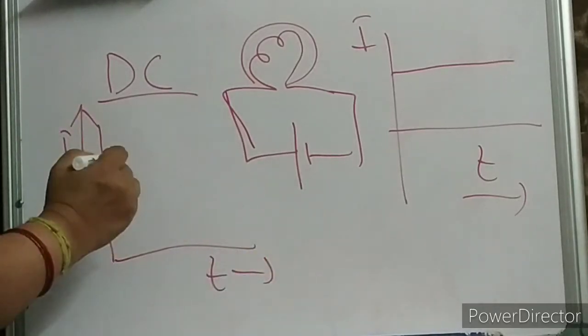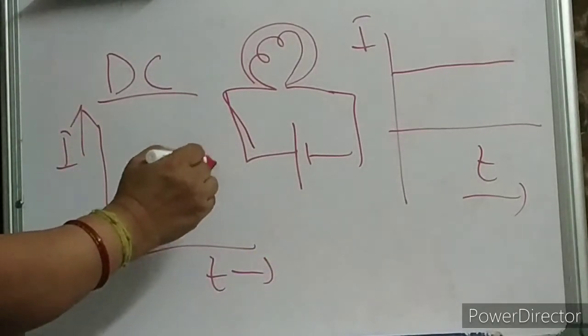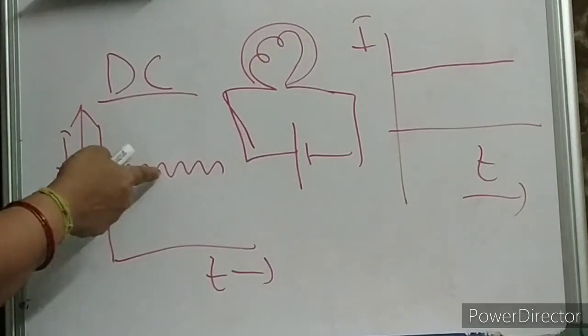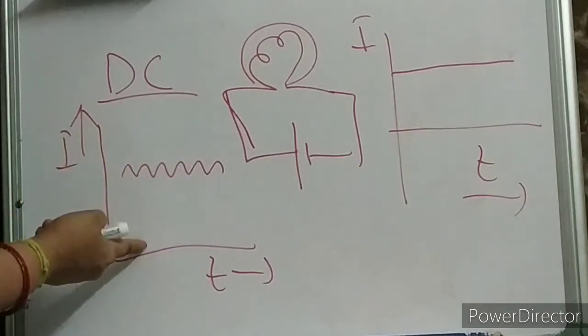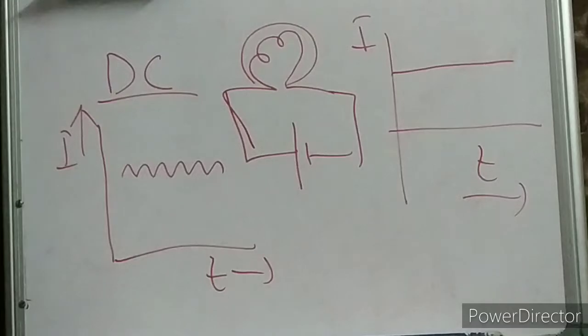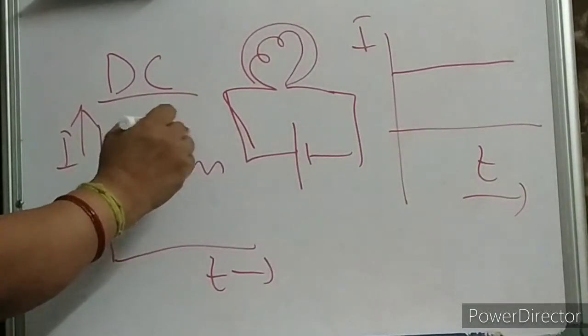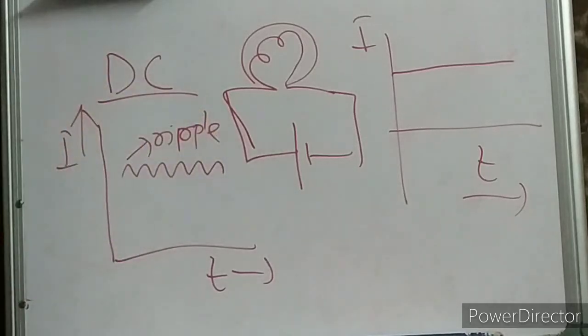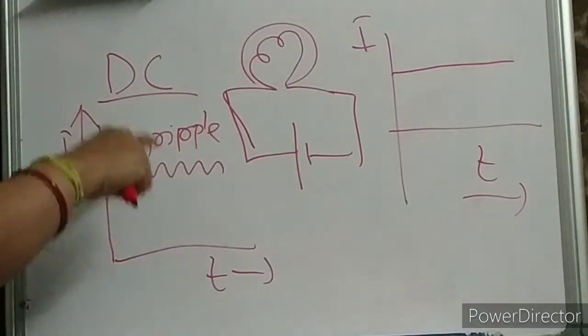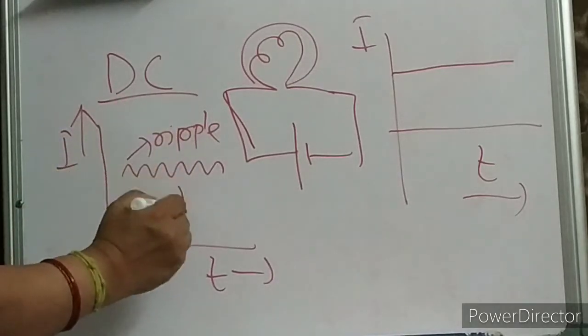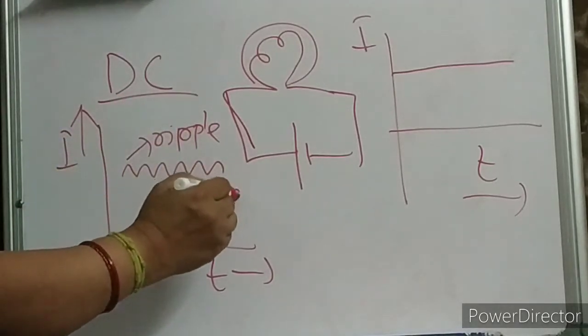Okay. See, this is changing. That means the magnitude is changing, but in one direction only. Clear, children? This is called ripple. You will study all those things in higher classes. This is called ripple, or you can say it is pulsating DC, like a pulse. This is called pulsating DC also.